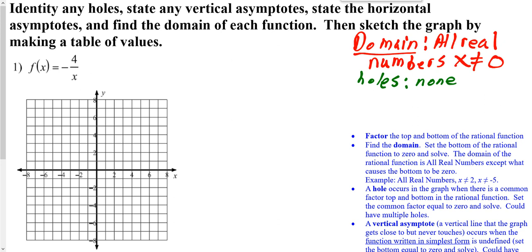Vertical asymptotes occur at whatever causes the bottom to be 0. So I set the bottom equal to 0, solve it for x. Well, I get x to be equal to 0.